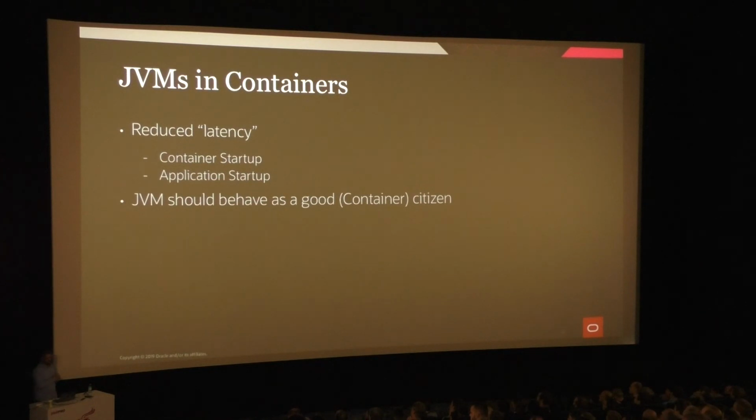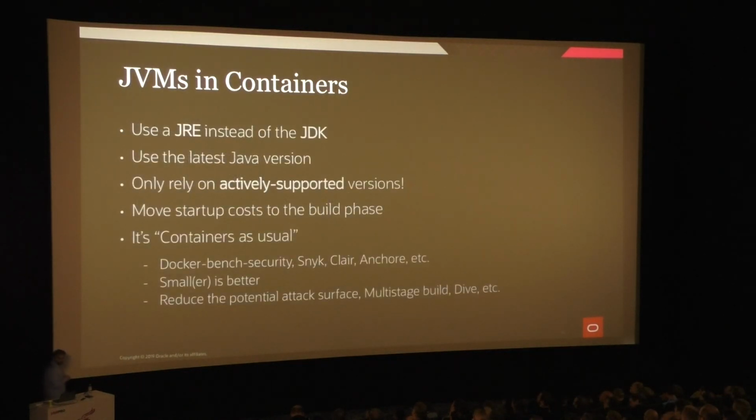I've quickly shown why all the investment that we're doing in the JVM is important. We want to make sure that the JVM behaves correctly whenever it runs within containers. That's obviously very important. Some advice: use a JRE instead of a JDK. That's common sense. To run an application, you don't need javac, so don't carry javac. Use the latest version if you can. If you can't, make sure to rely on an actively supported version. Not only will you get all the benefits, but from a security standpoint, it's also a better approach.